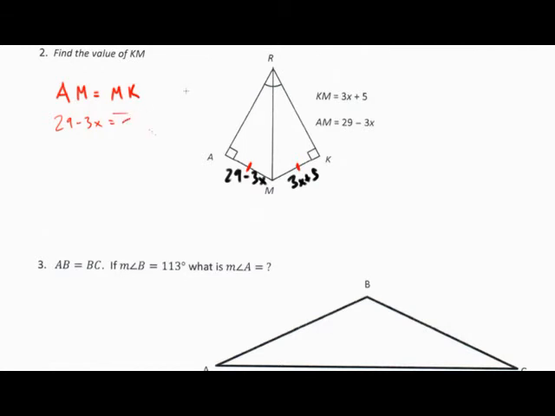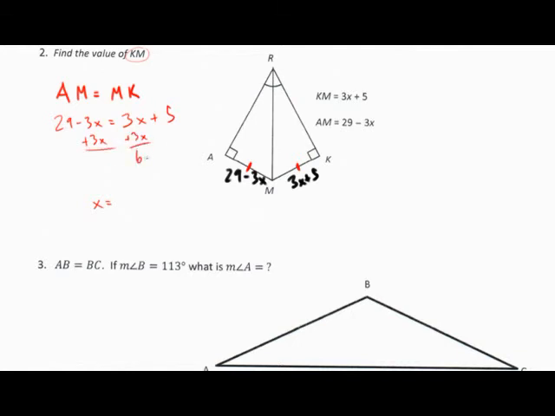3x plus 5. Let's try that again. There we go. 3x plus 5. So now I just need to solve this, and I'll have what x is, and we have to find the value of KM. So once I find out what x is, I have to take this and plug it back in to where I see KM to find out the actual measurement of it. So once you get x, that is not your final answer. You need to plug this back in. So let's work it out. I'm going to add 3x here.